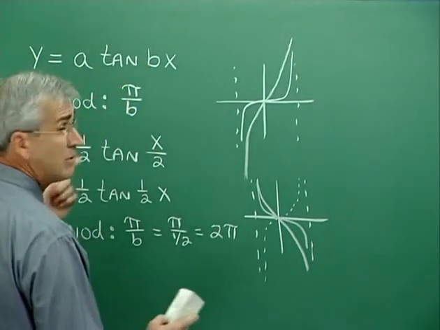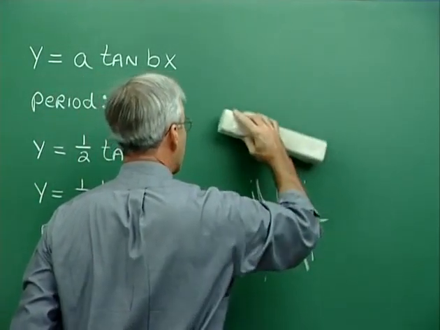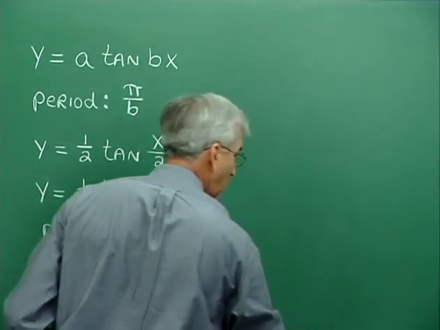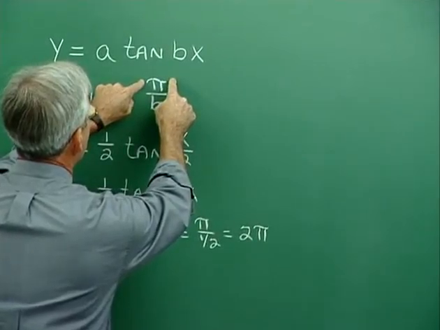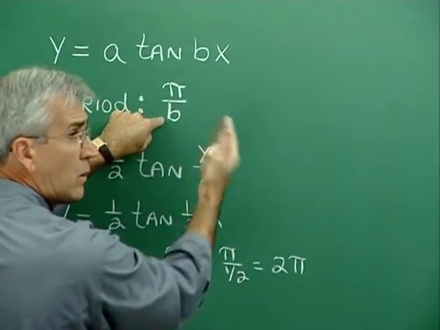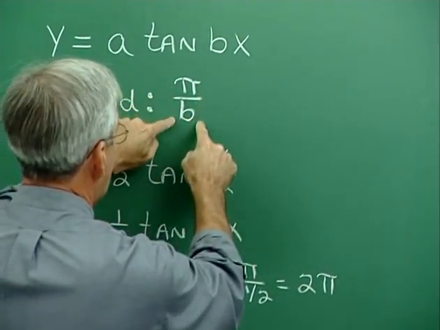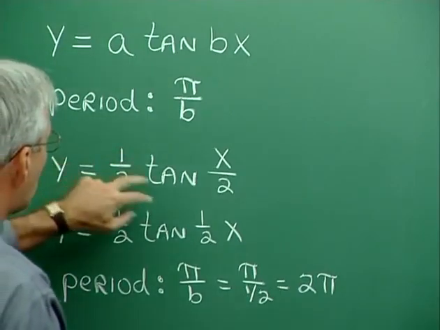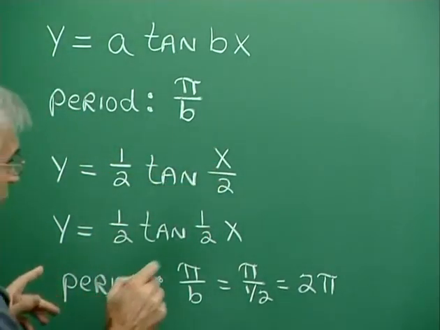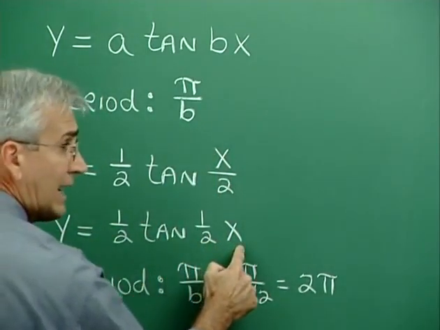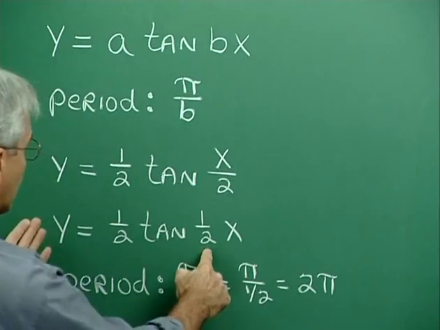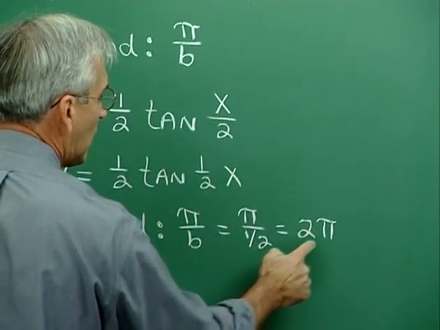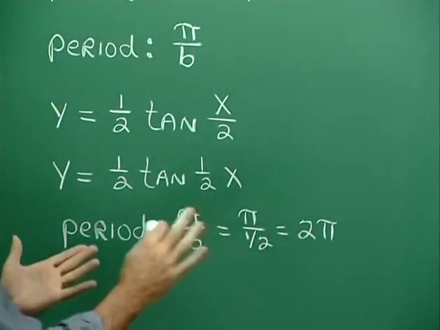The b value behaves in much the same way that the b value did with sine and cosine. To calculate the period, we just take the normal period and divide by that coefficient. It was 2 pi over b before. It's just pi over b here because the normal period is pi. Okay, so to graph something like y equals 1/2 tangent x over 2, we first rewrite the x over 2 as 1/2 x so we can see the distinct coefficient in order to calculate the period. The period is pi over b, the b value is 1/2, pi over 1/2 is 2 pi. So our full period is 2 pi.